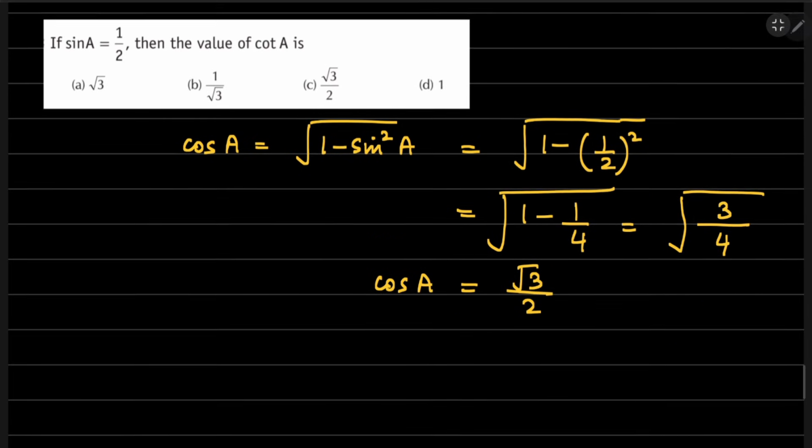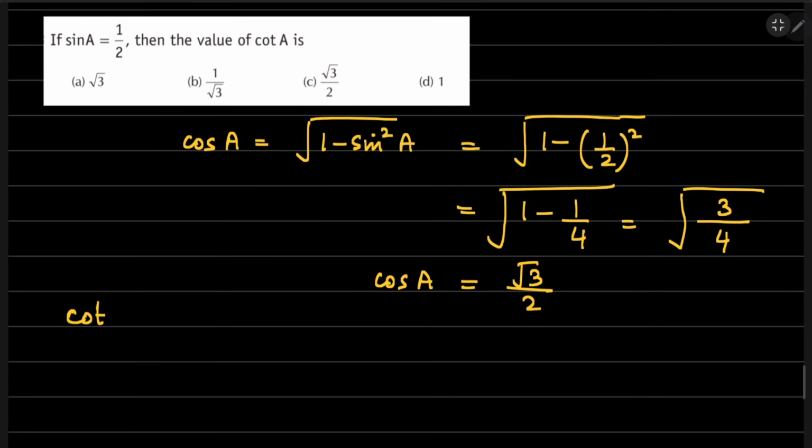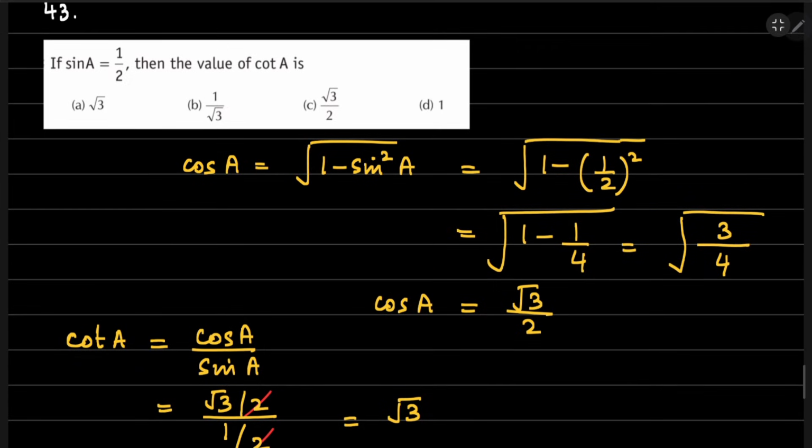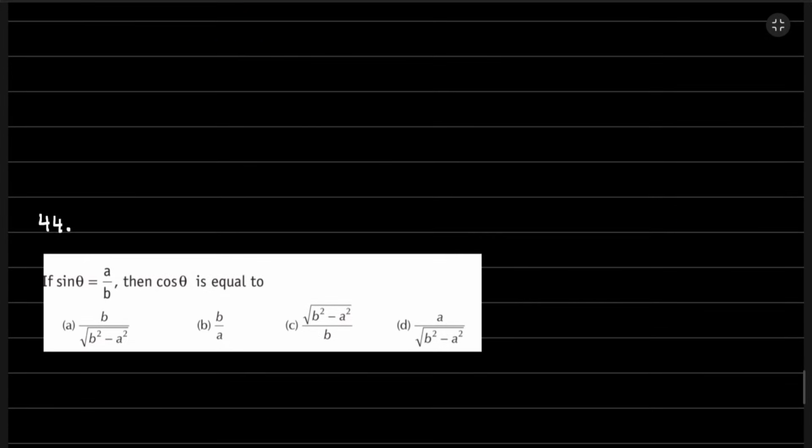Right? If cos A is known and sin A is known, we can find out what is cot A. Cot is nothing but cos by sine. What is cos? Root 3 by 2 divided by sine A, which is 1 by 2. Can cancel the denominator 2. So this is equal to just root 3. Answer is option number A, root 3 is the correct answer. Okay. Let's move on to the next question, question number 44.